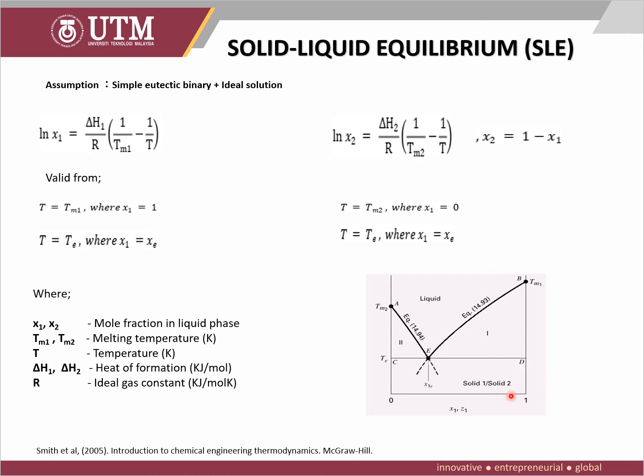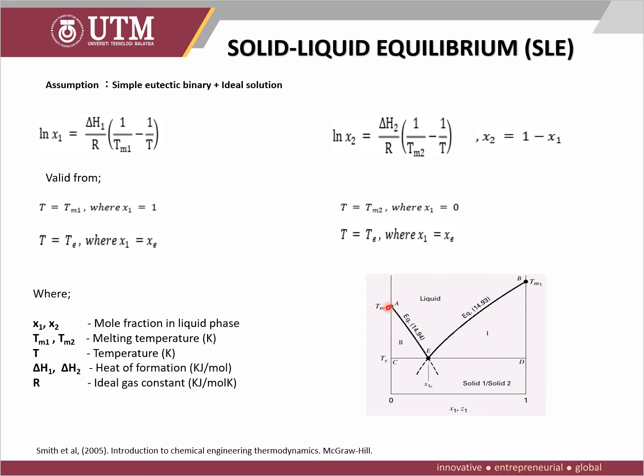Furthermore, as you can see in the figure here, the temperature at point B and A represents the melting temperature of pure solid 1 and solid 2, which in our case is phenol and pyrene respectively. The curve BE represents the liquidus curve on which pure solid 1 is in equilibrium with the liquid mixture and is given by the first equation. Similarly, the curve AE is the liquidus curve in which the pure solid 2 is in equilibrium with the liquid mixture, and it is given by the second equation.